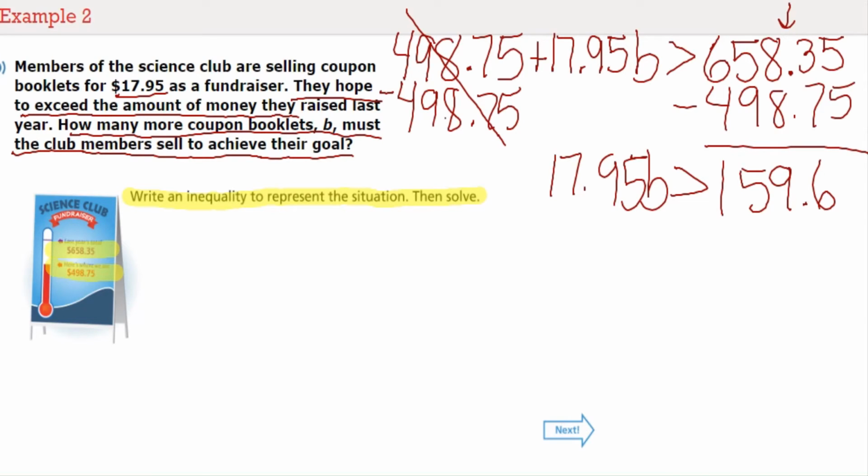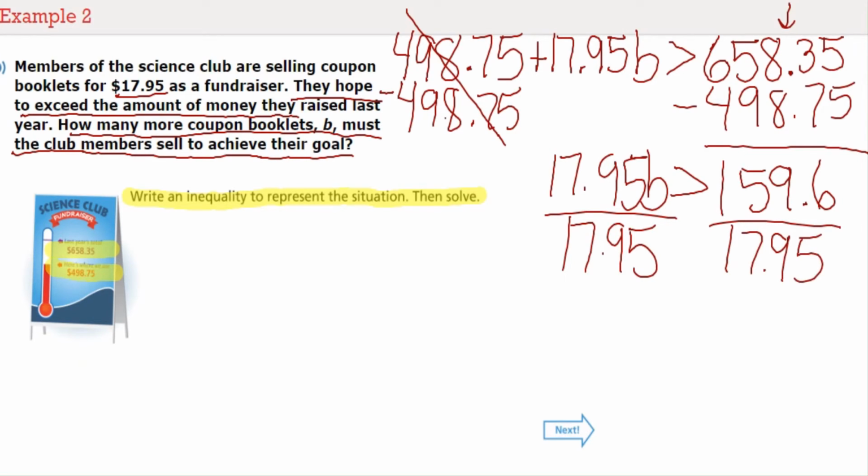The next step is to divide by $17.95 on both sides because that number and B are connected through multiplication and the inverse of multiplication is division. Now those two cancel out, and we're left with B. Now when we divide those two numbers, we get approximately 8.89. Now we have to bring down the inequality. So what that is saying, we must sell more than 8.89 booklets.